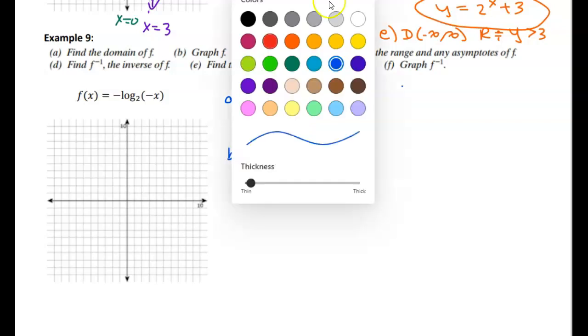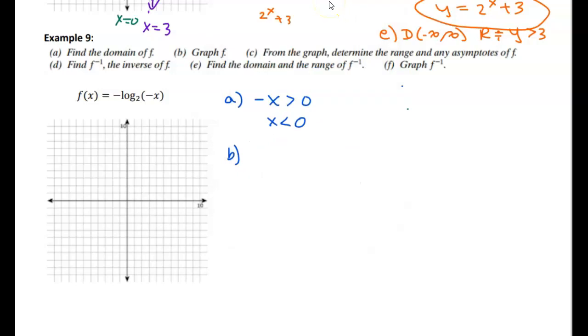Alright, so let's try to remember what the log looks like. So the log has a vertical asymptote at x equals 0. Alright, and log base 2 of x, right, is 1, 0, 2, 1, 4, 2, and 8, 3. Looks like this. Okay, so I'm just gonna hold that in your mind. We can erase it later.